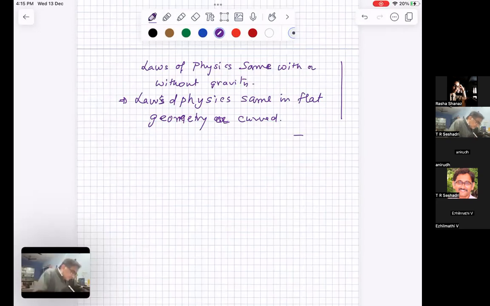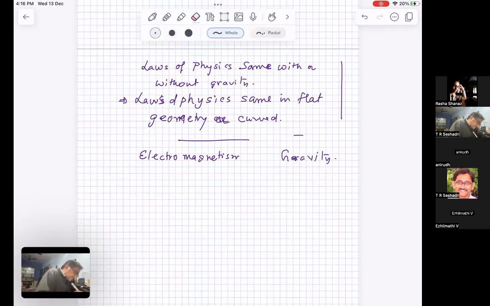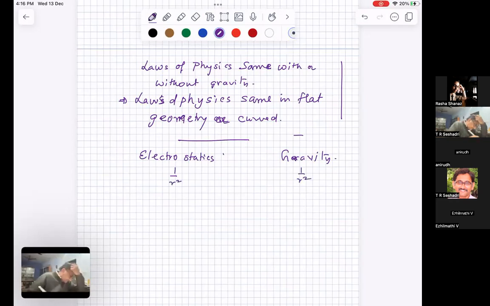Now, we talked about two different systems. One is electromagnetism and gravity. The similarity is, so I wouldn't say electromagnetism, I call it electrostatics. The similarity is that this is also 1 by r square. This is also 1 by r square.